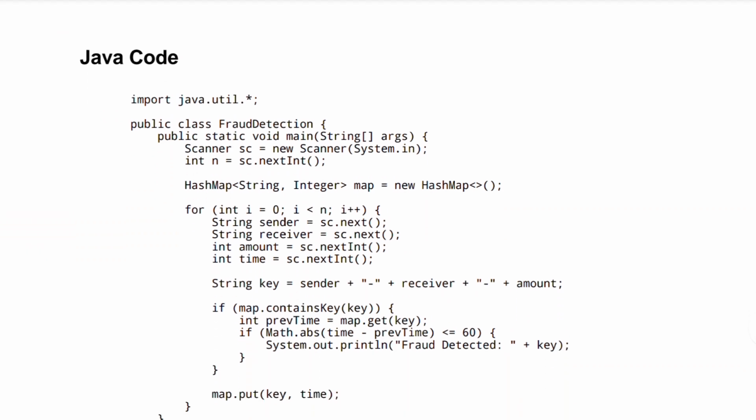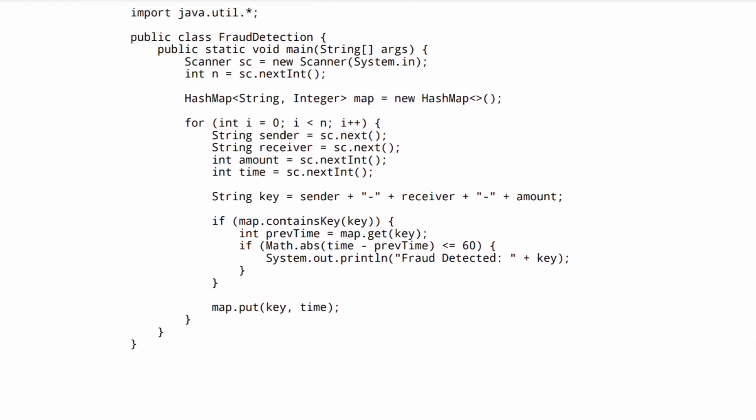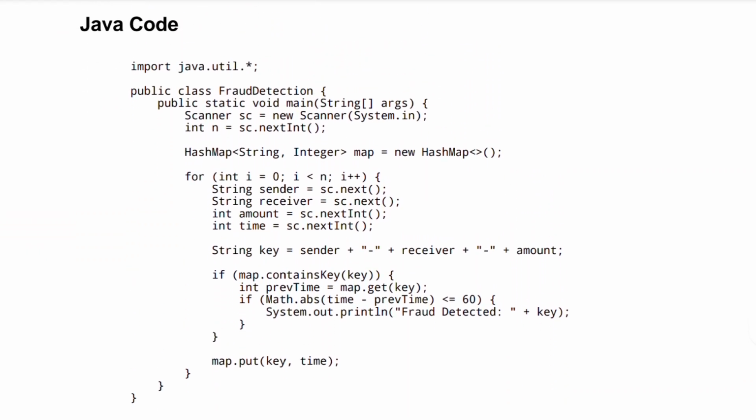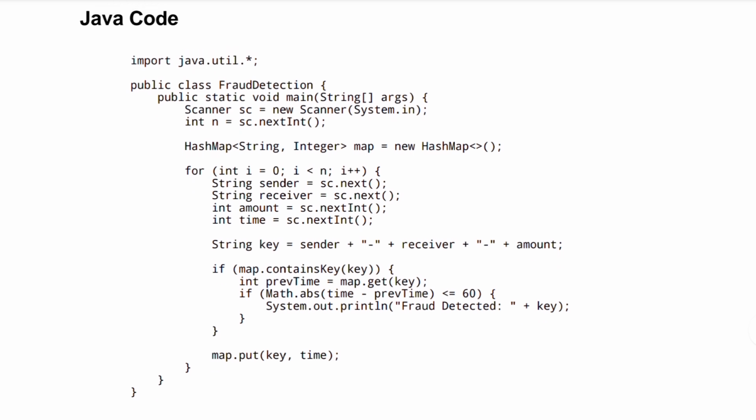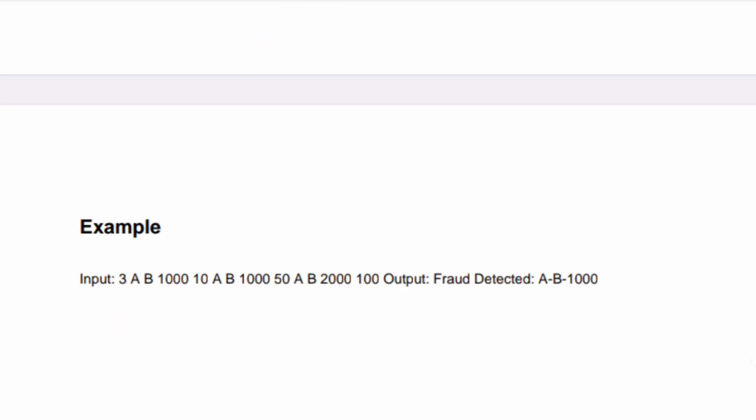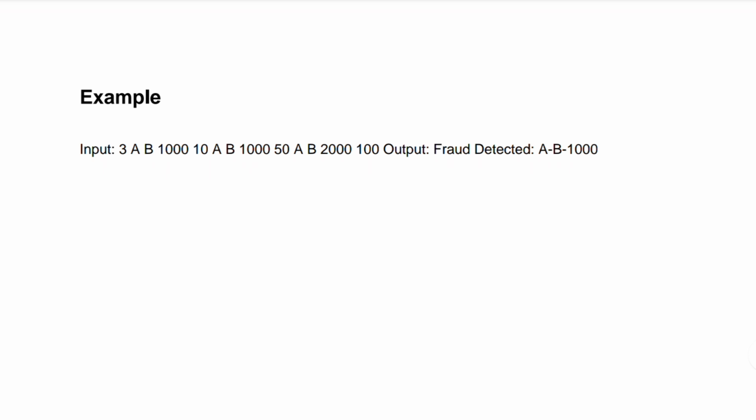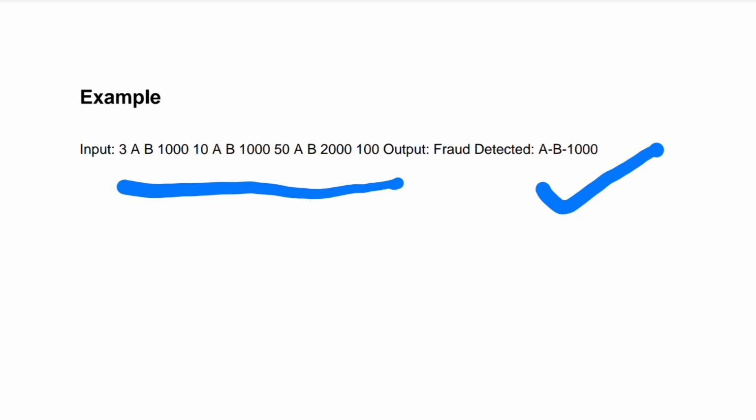This is the code. You can check the code. We create a hash map, and for each transaction, create a key, check if it exists, compare timestamps, and if the difference is less than or equal to 60, print fraud. Then update the map. It is the same example as we showed before.